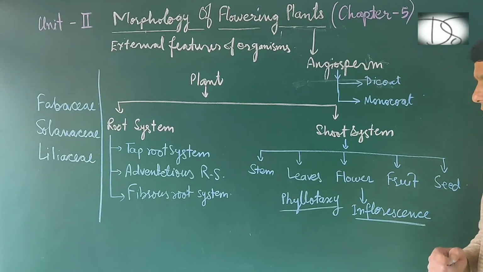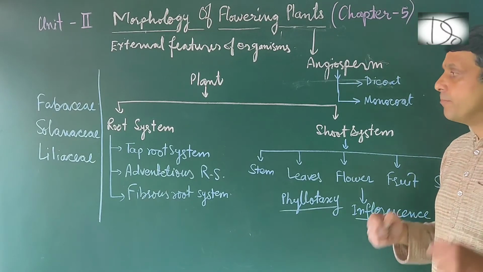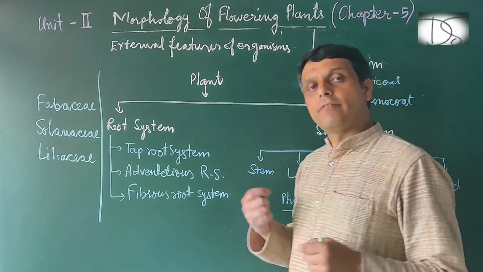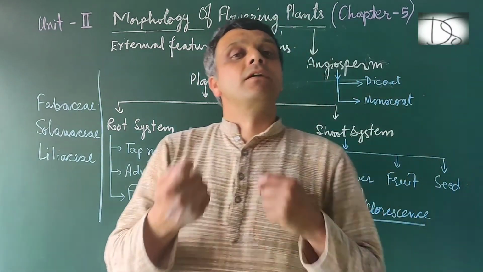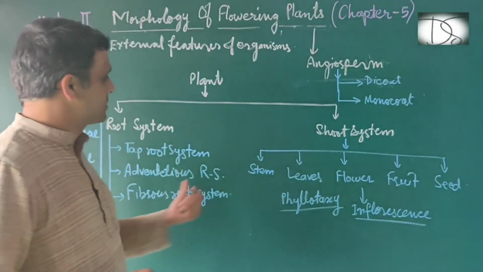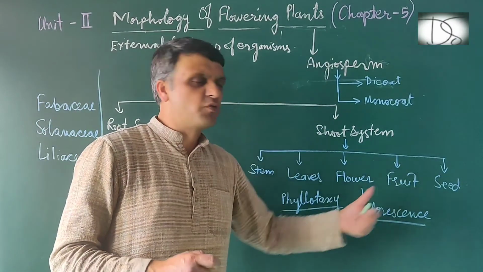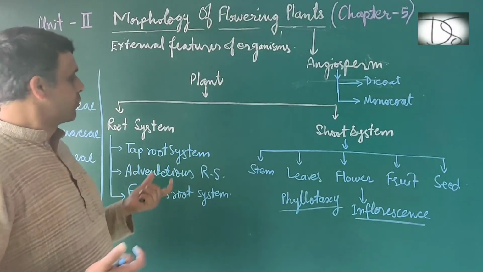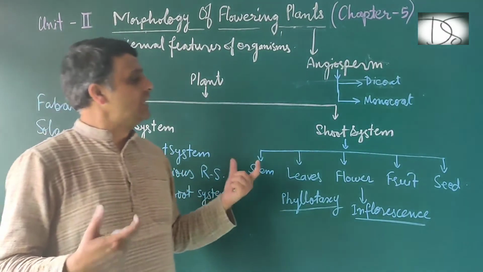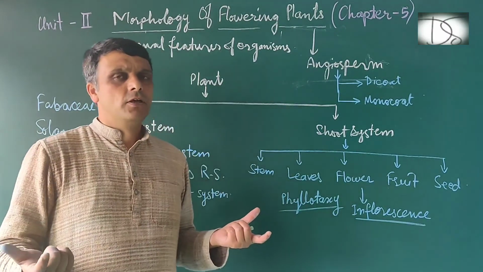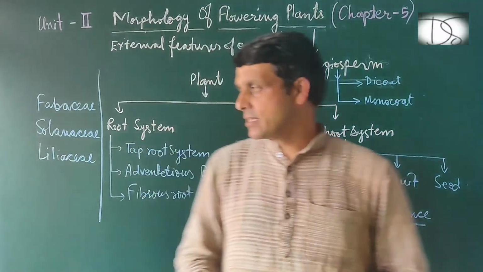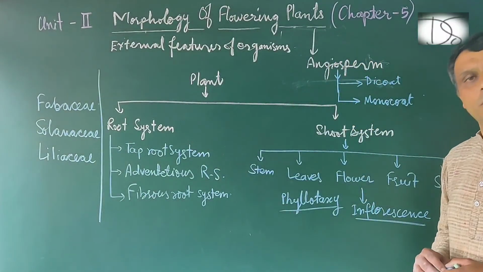And I am very much sure that after completing this chapter, you all will be able to identify and categorize the different structures related to roots, stems, leaves, flowers, fruits and seeds, and the various modifications of roots and stems, and even those of leaves and flowers too. So let us start with our root system and the various types of its modifications.